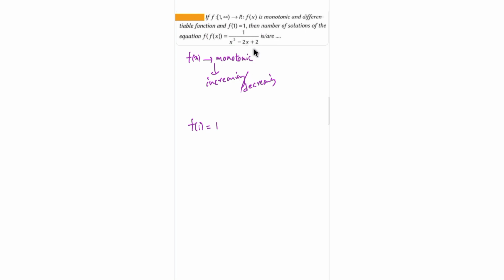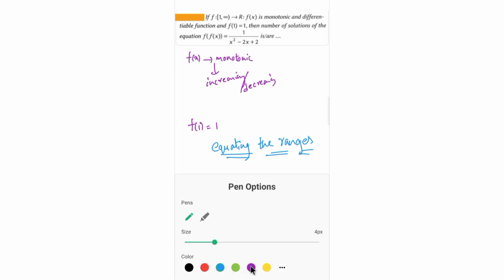In any of these questions, the first and foremost method that you need to get into your mind is equating the ranges. This is the heading that I designed: equating the ranges. You need to equate the ranges of the functions and see if there is anything matching, whether the range of this matches with this range or not. Then you can get the idea of the number of solutions.